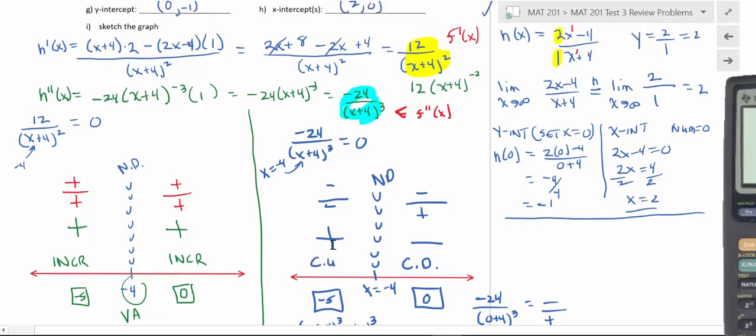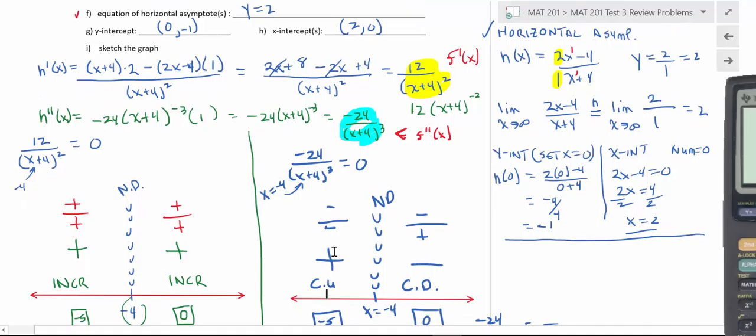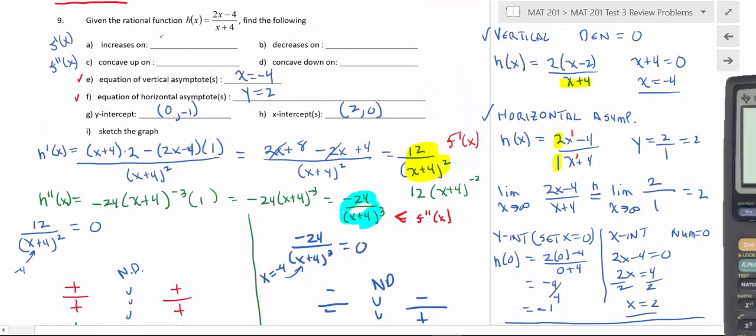Now you're ready to use the information in these sign charts to get the answer. So we're going to be increasing forever to the left and forever to the right of -4. You'd have to break that up into 2 intervals. So for my final answer on increasing, I'm going to say -infinity to -4 union -4 to infinity. We're never decreasing, so we can just put never on that. Keep in mind, you're not using your calculator on this or anything. So that takes care of that.